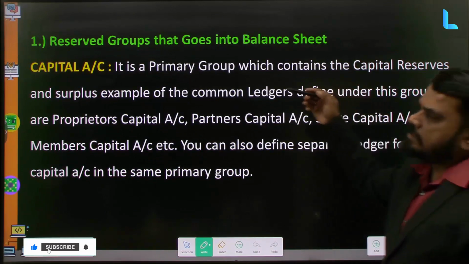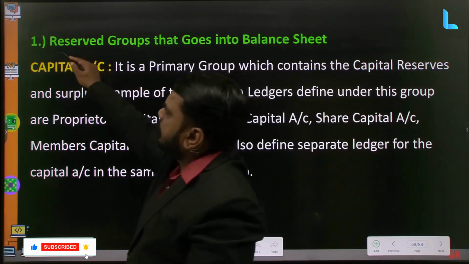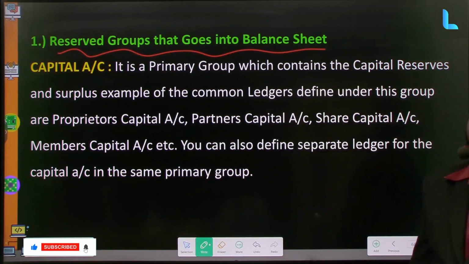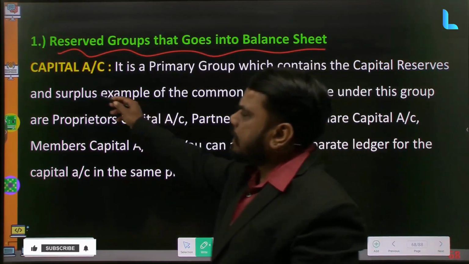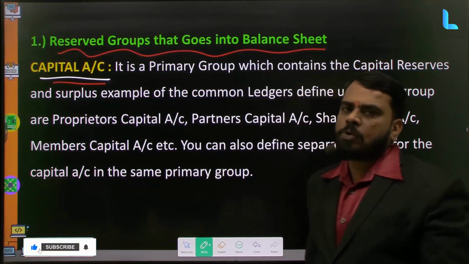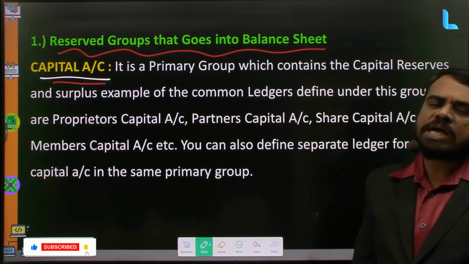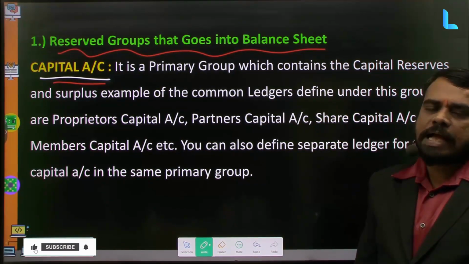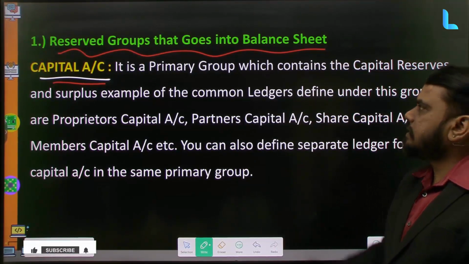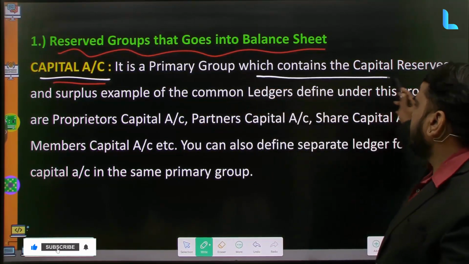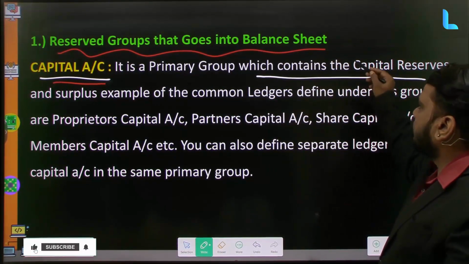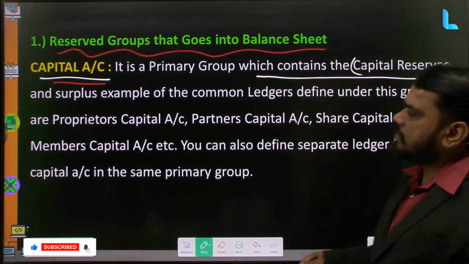Now let us begin with the category, that is reserved groups that go into the balance sheet. Under this, the first account group which we are going to discuss is called the capital account. In simple terms, the capital account holds the accounts of the investment made to start the business. That is, the capital amount which is invested to start the business falls under this. This is the primary group. It comes under the account head of liabilities. Under this we also have a subgroup called capital reserves and surplus.